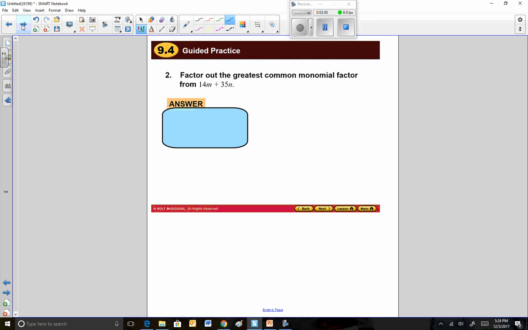Try this one. Look for the greatest common monomial. Pause your video and try it. Welcome back. Let's take a look, see how you did.